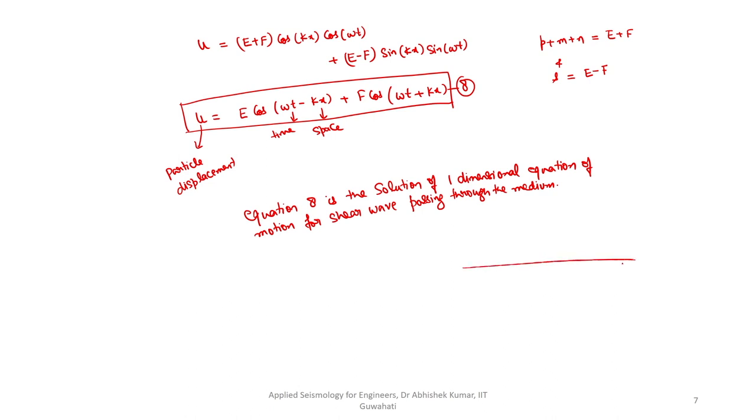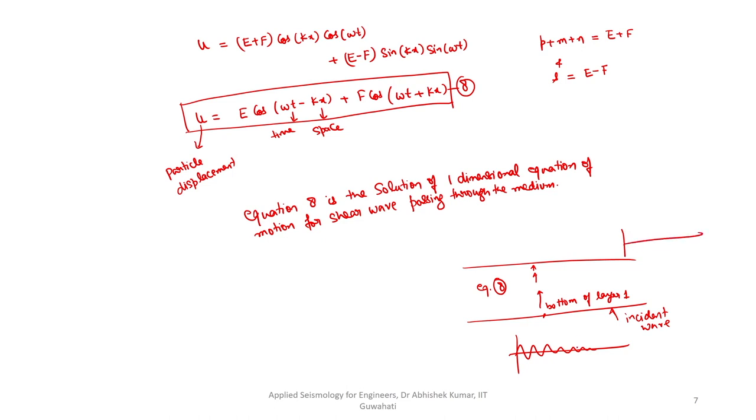So what I am trying to highlight here is, if this is the incident wave having some ground motion characteristics, using equation number 8, I will be able to determine how much vibration is incident at this particular level, that is the bottom of layer 1, and how much modification in the same vibration will happen from bottom to top of layer 1. So this is the modification in the vibration at layer 1. Definitely the frequency content will be changing.